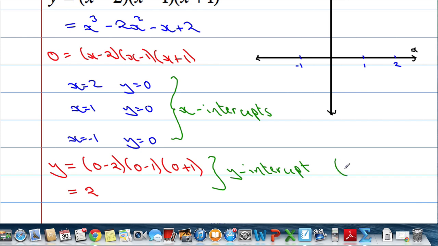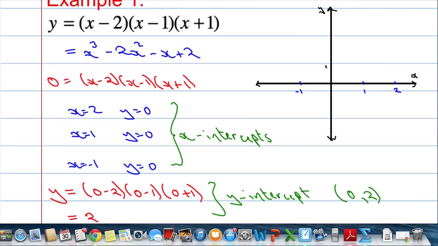So the y-intercept is when x equals 0, y equals 2. Let's go back to our graph. When x equals 0, y equals 2, somewhere around here. And then finally, I just want to think about the shape of the graph.